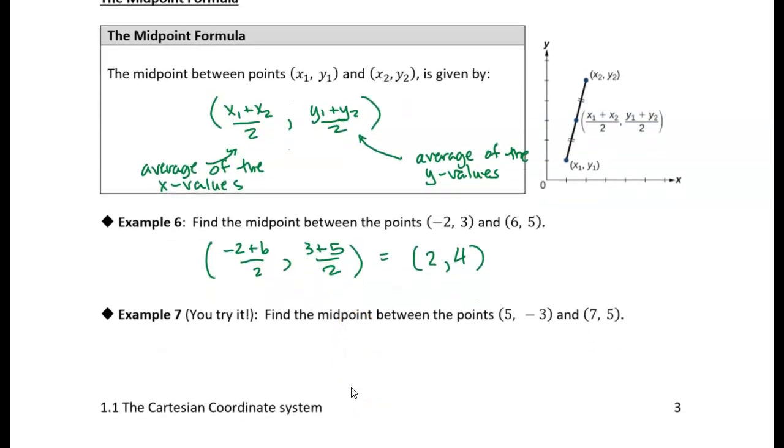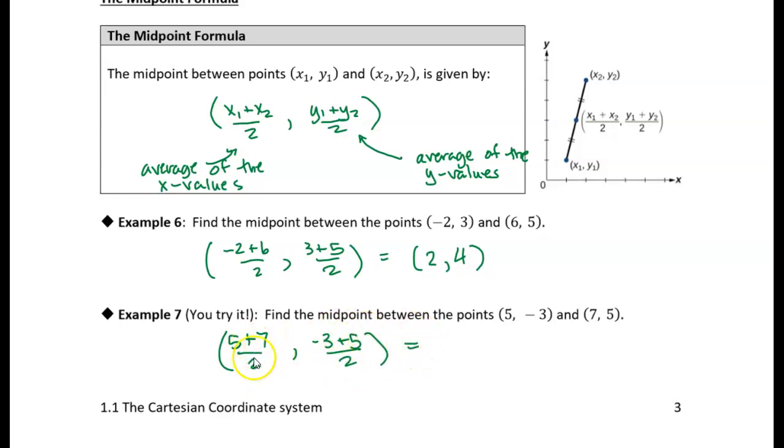All right, so again, I have 2 points and I want to find the midpoint. So I'm just going to average the x values. So the x values are 5 and 7. So I add them up and divide by 2. And to find the y coordinate, I'm just going to average the y values. -3 plus 5 all over 2.